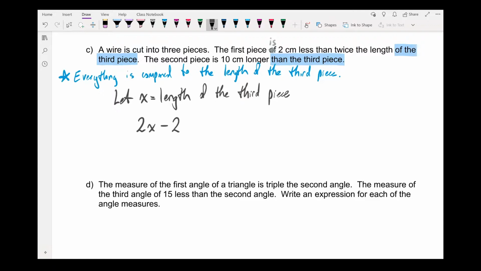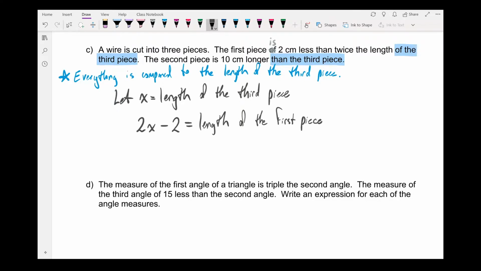The first piece is 2 centimeters less than twice the length of the third piece. 2 centimeters less than twice the length of the third piece. And that is as far as we need to go. That is the length of the first piece. Why can't I write? I can't spell. And then, okay, let's do the second part.